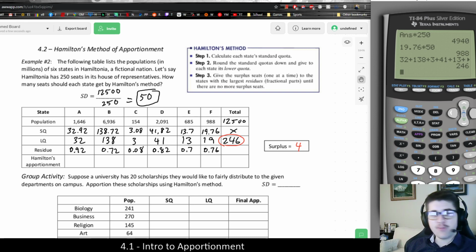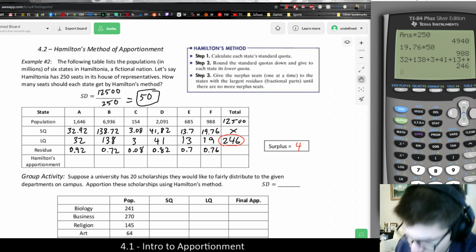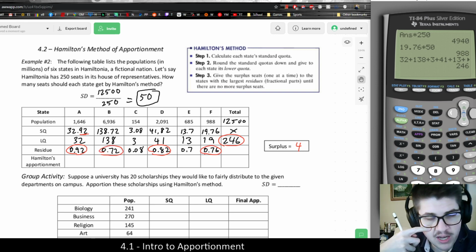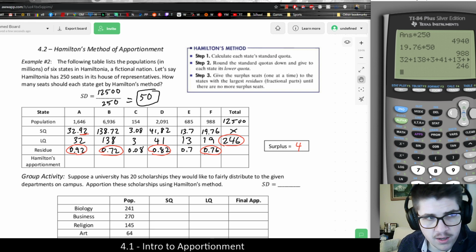So basically, we have 4 to be given out, and we want to give them out to the states with the 4 largest residues. And looking back at each of the populations, we can go in order. Well, it appears as though A has the largest residue, then D, then F, then B. And in that order, what you could do is just circle which are the largest ones, and circle as many as you need. In this case, I need to circle 4 for surplus.